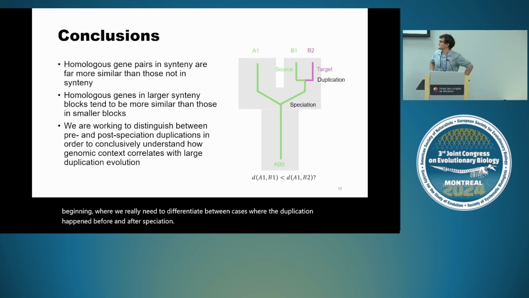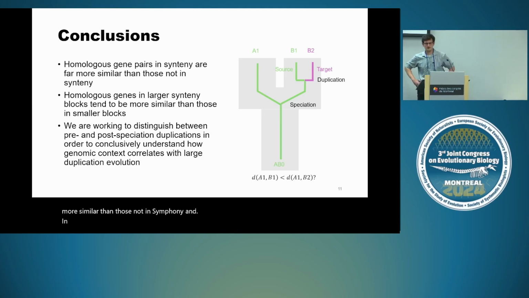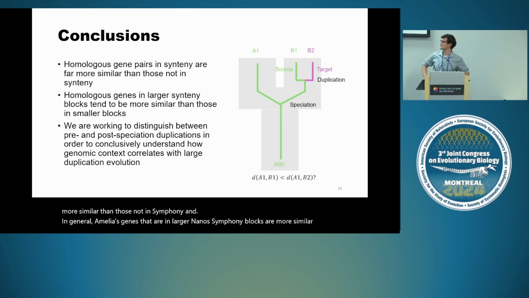So just to summarize, we found that homologous gene pairs in synteny are in fact much more similar than those not in synteny. And in general, homologous genes that are in larger nanosynteny blocks are more similar than those in smaller blocks.